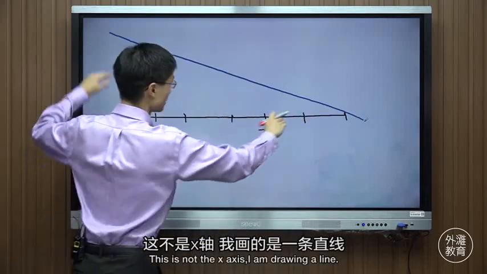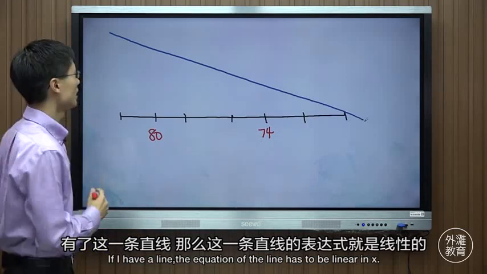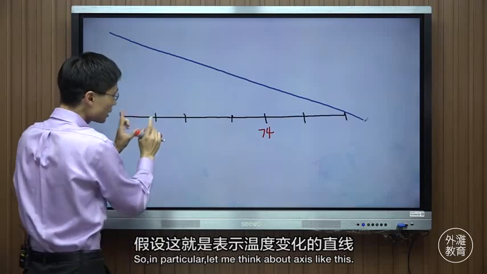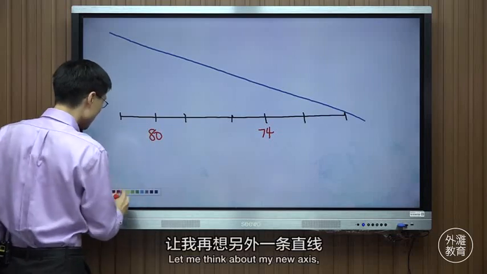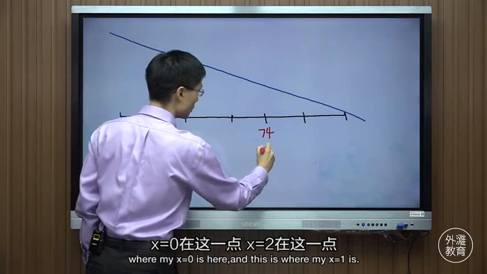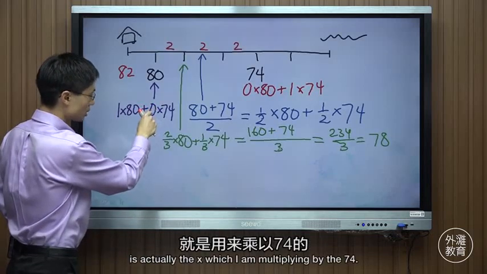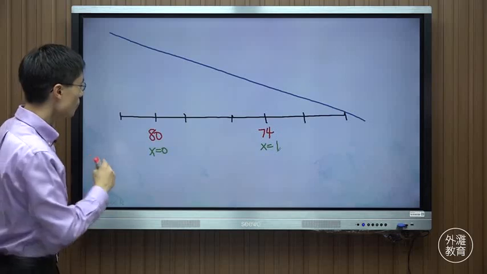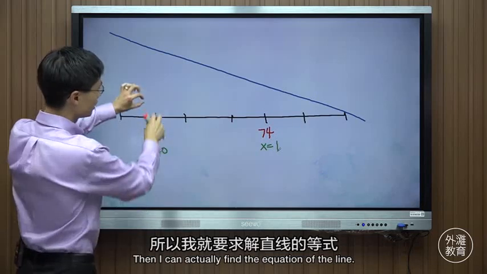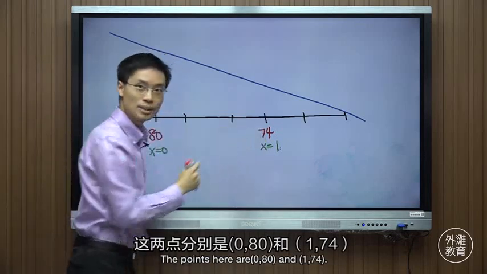This is not the x-axis, but I'm just drawing a line. If I have a line, the equation of the line has to be linear in x. So let me think of new axes where my x equals 0 is here, and this is where my x equals 1 is. Because that x that I'm counting is actually the x which is what I multiply by the 74. If I think about it this way, and I know it's going to be a line, then I can actually find the equation of a line that goes through these 2 points. The points are (0, 80) and (1, 74).